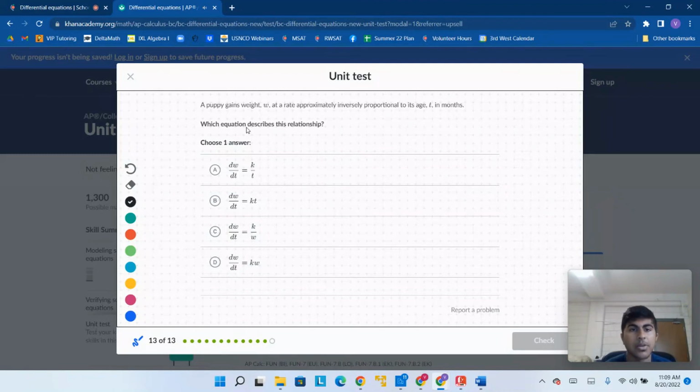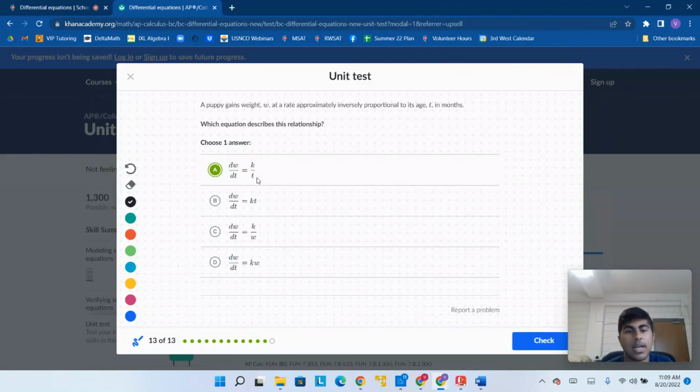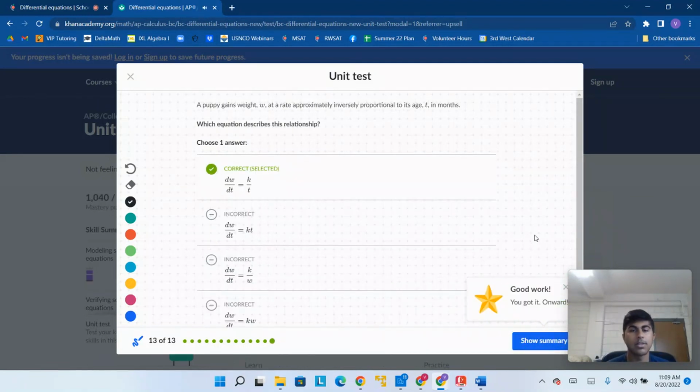A puppy gains weight W at a rate approximately inversely proportional to its age t in months. So as t increases, dW dt goes down. So t is in the denominator, and then the k is a constant, so it can be anywhere. So t is the denominator, and that's our answer. Alright, so that is it for differential equations.